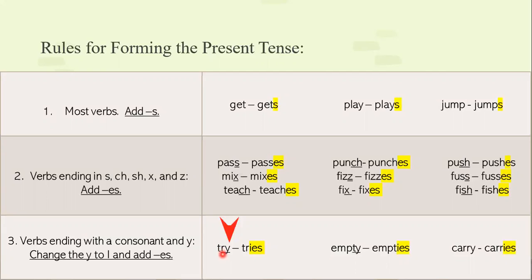So because this is a consonant, what's going to happen? Well, according to the rules, this Y is going to change into an I. And then you are going to add ES. So you change the Y to I and add ES, okay? Same thing with empty. You identify that empty ends with a Y, then you look at the letter before it, which is a T. So you know that you have to change the Y to I and add ES.